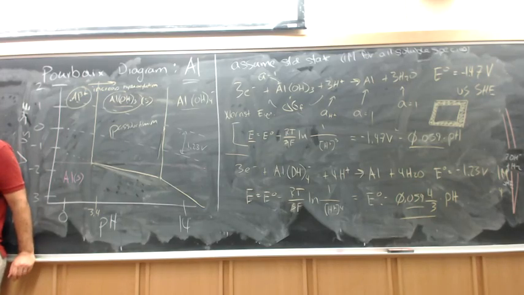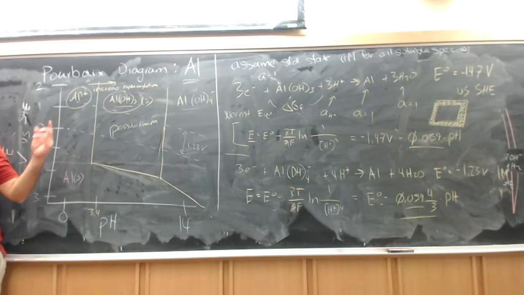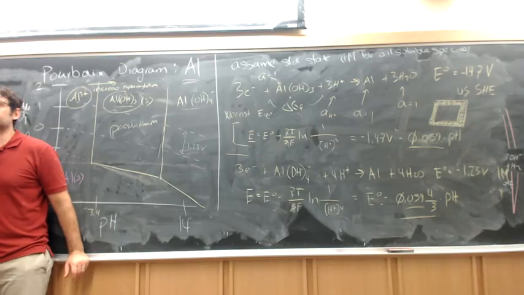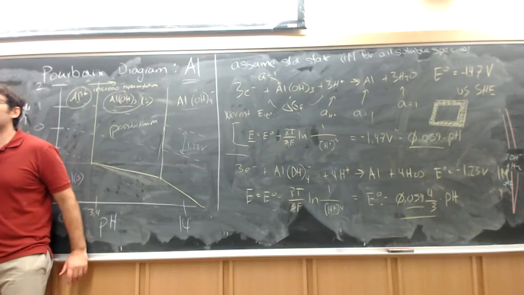Does it passivate? No, it just dissolves, right? You make aluminum 3+, you make hydrogen, all the aluminum disappears. What happens if you do put aluminum in strong base? Dissolves. I did this experiment once on accident.